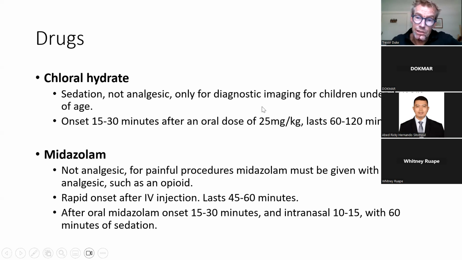So chloral hydrate, as I said, is not analgesic, but it is a sedative drug. It's only really for diagnostic imaging for children under 3 years of age. It's not so good for procedures. You get an onset 15 to 30 minutes after an oral dose of about 25 milligrams per kilogram. Sometimes people give much more than that. They may give 40 or even 50 milligrams per kilogram. I tend not to do that. I think then you start running into problems with hypotension, apnea. So I think 25 per kilo is about the right dose.